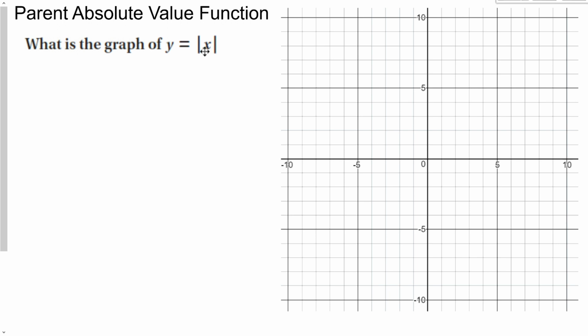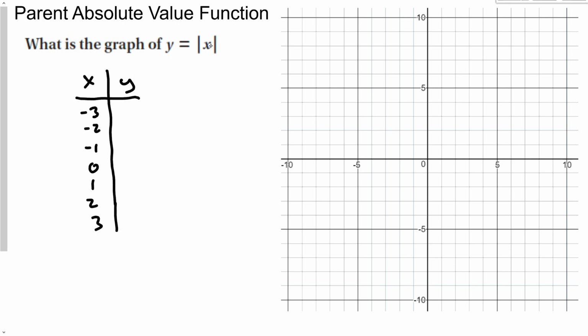So if I start with my function y is equal to the absolute value of x, anytime I want to make a graph, and I'm not sure what it looks like, I'm going to make a table. So let's plug in -3, -2, -1, 0, 1, 2, and 3 into my function. So if I plug -3 in for x, I just take the absolute value of -3, which is +3, then +2, +1, the absolute value of 0 is 0. And for positive numbers, we just get our same thing.